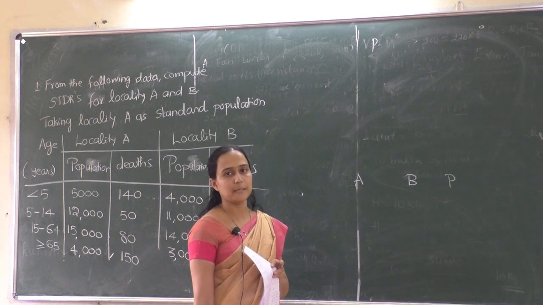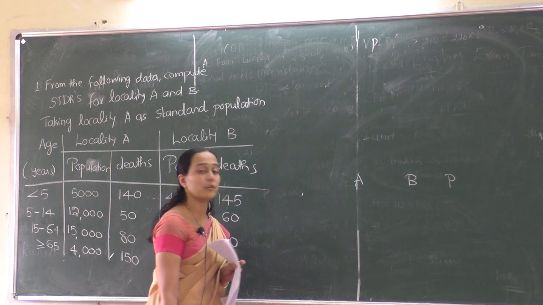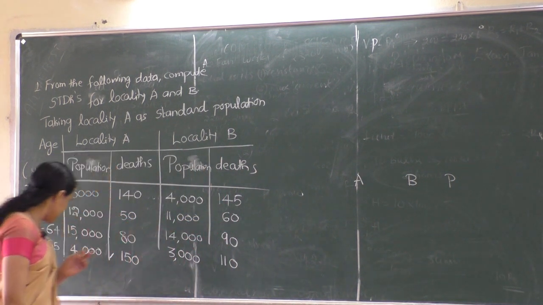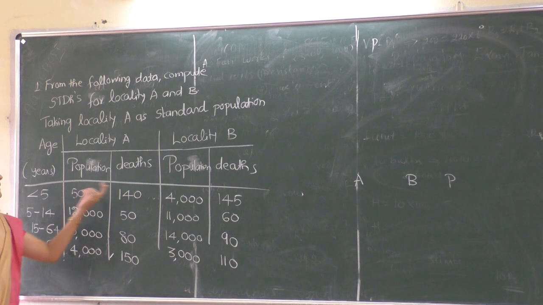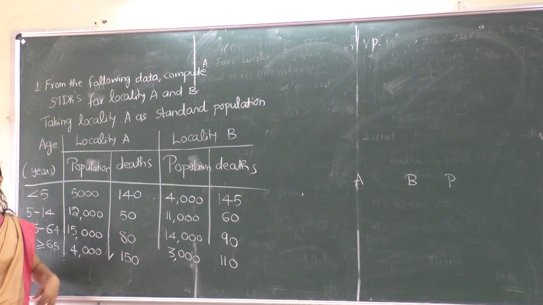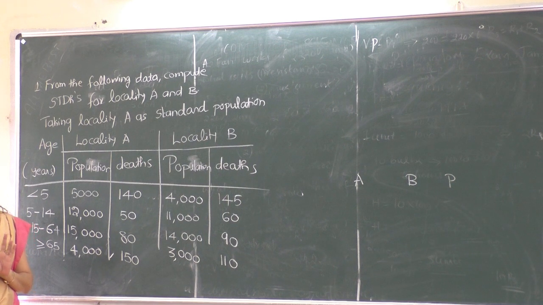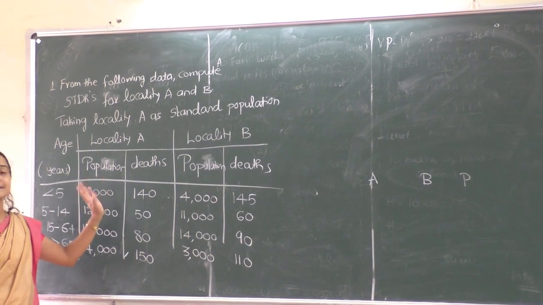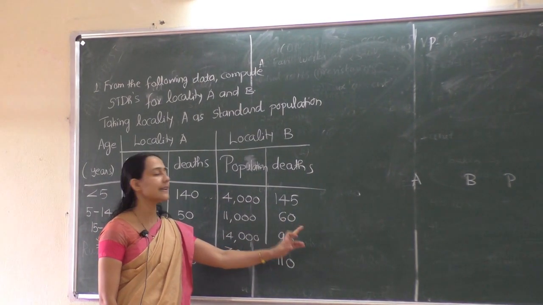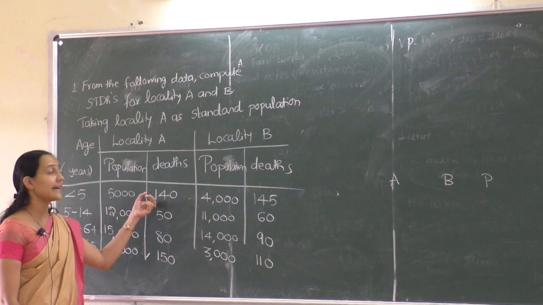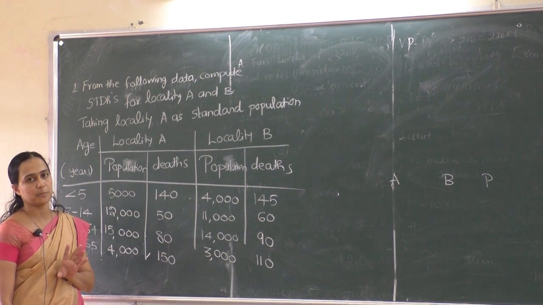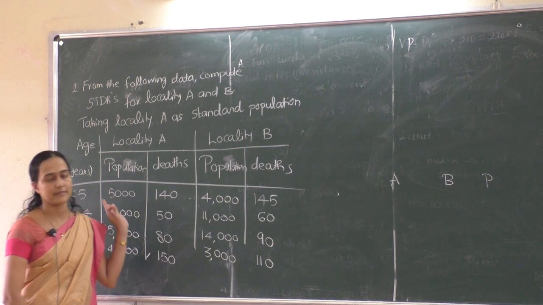Next, the second type of problem. Today we are discussing the second type. In the second type problem, two populations are given, and among these two populations we take one as the standard population. A separate standard population is not given here. Here two populations are there, and among these two we take one as a standard population. It is given in the question itself.